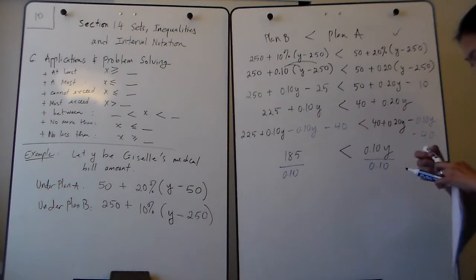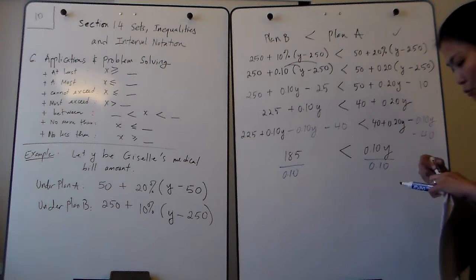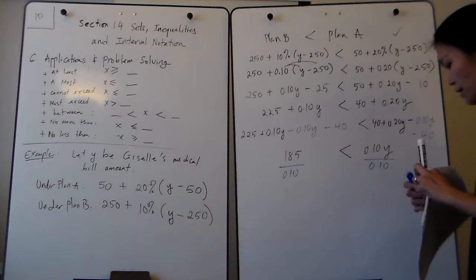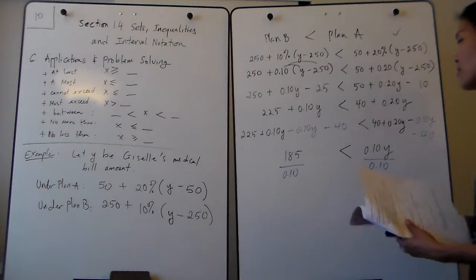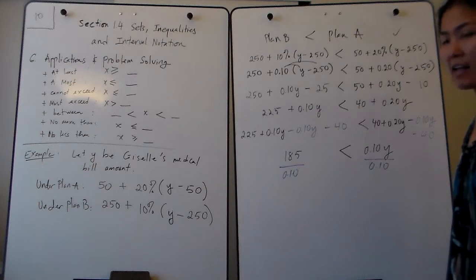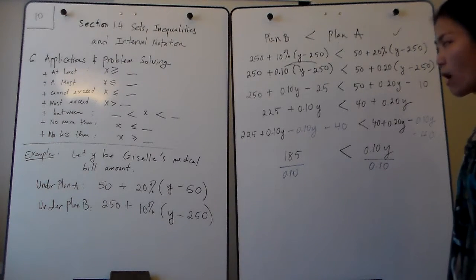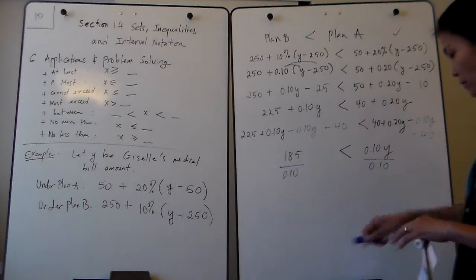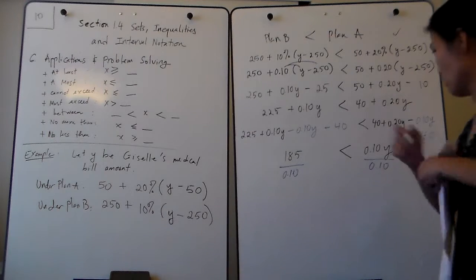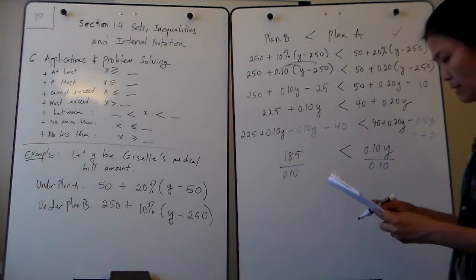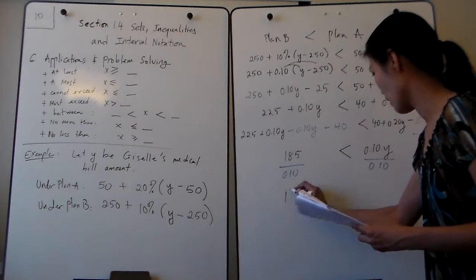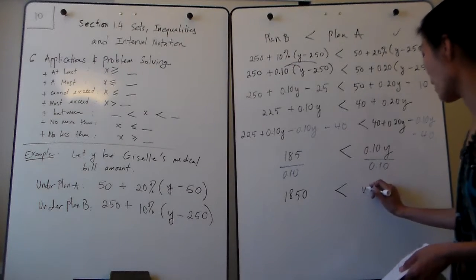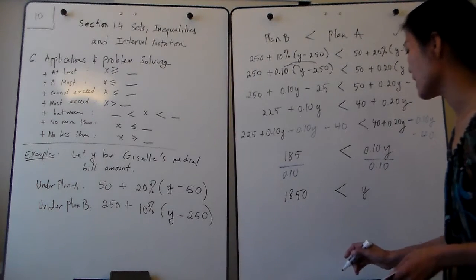So now, remember, for inequalities, before you continue the step, make sure you verify if the constant you use to multiply the inequalities is positive or negative. 0.10 is positive. That means we maintain the original inequality. Okay? So 185 divided by 0.10 is 1850, less than 0.10y divided by 0.10 is y. So y is greater than 1850.